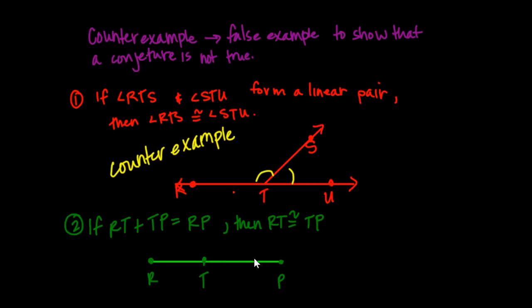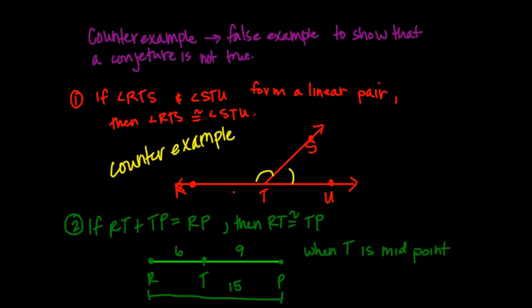Then RT is congruent to TP. When would that be true? When T is what? Yeah, when T is the midpoint, this is true. Is T always going to be the midpoint? No, in the picture that I drew, T's not the midpoint. So if this whole thing is 15 and this part right here is 6 and this is 9, that adds to be 15. Those two are not congruent to each other. So there's a counterexample of RT plus TP equals RP.